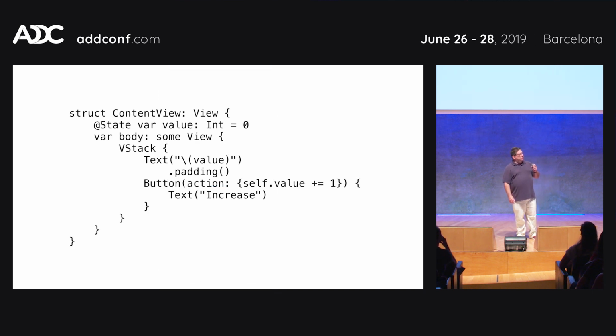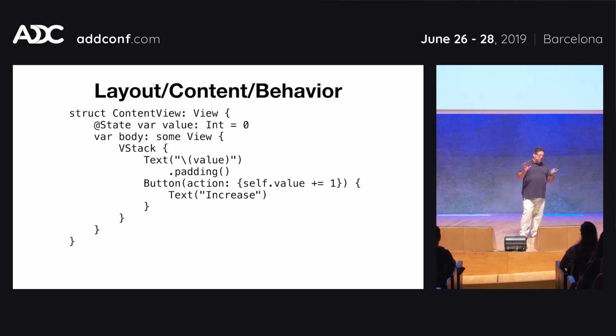The problem is, with most of the demos that you see with SwiftUI, they look like this, and everything is together. The layout, the content, the behavior. We want to separate some of these things. So let's separate these things one at a time. Let's pull out the text.